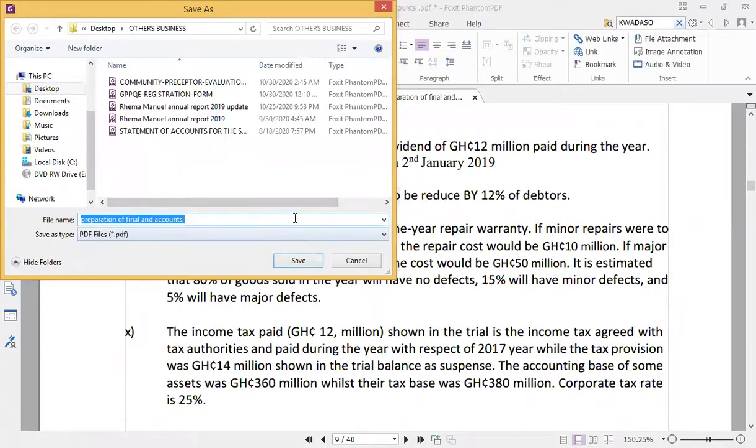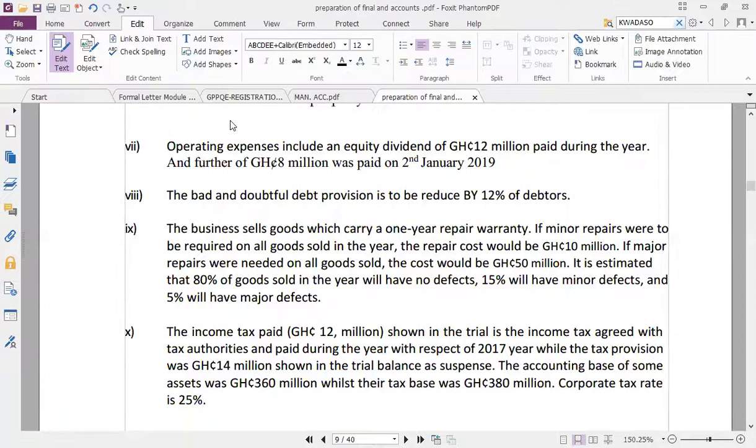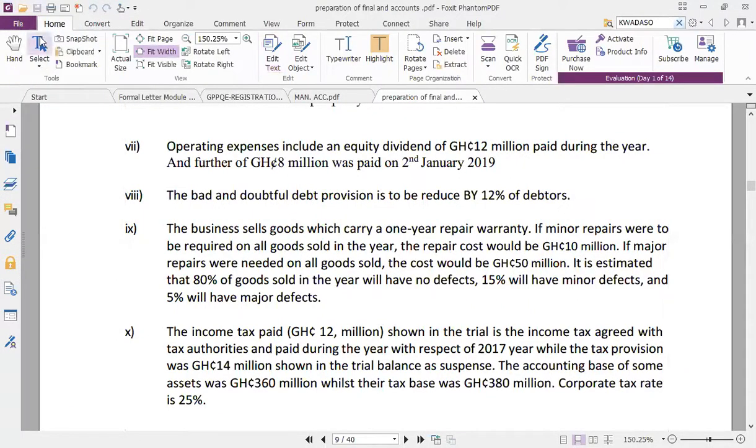Okay. So saved. Okay, let's see. And let's continue the game. So this is how it is: the accounting base of some assets is 360, while the tax base is what? 380. So what's the temporary difference? 20 million, right? So you find the difference between these two.